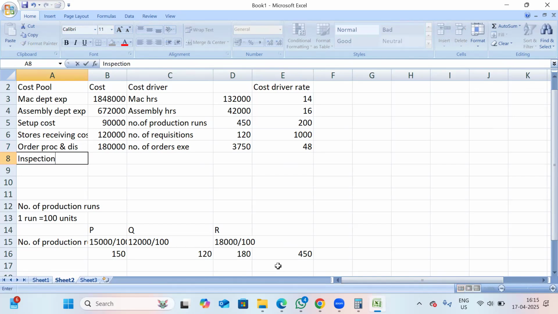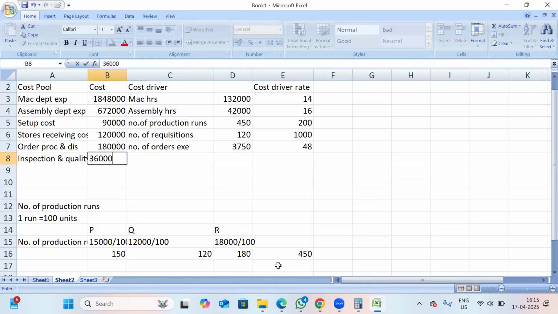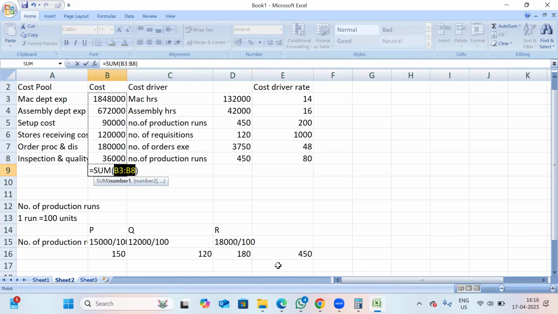Inspection and quality control cost, 36,000. This will be based on number of production runs again. That is 450, so 80 will be my cost driver rate. So my total overheads comes to 29,46,000. So now we have prepared the first statement. Now we need to prepare overheads for PQR.